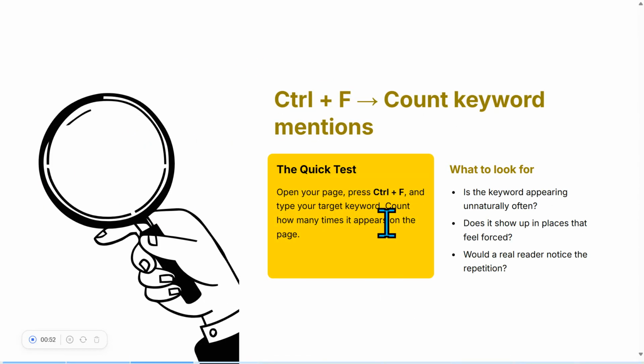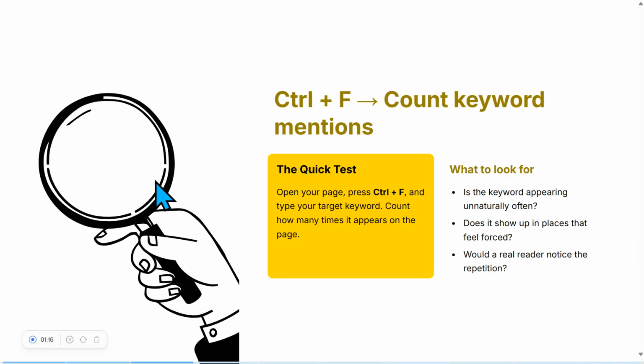The first test is very simple. You open the page you want to analyze, press Ctrl F, type the main keyword, and you look at the word count. If a 1,000 word article mentions the keyword 45 times, that's a red flag. There is no exact perfect number, but if it feels excessive, it probably is.